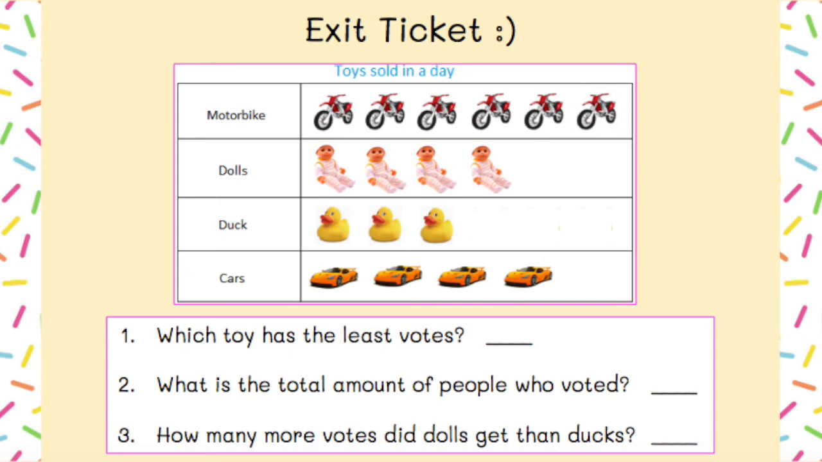Here's your exit ticket. Do it on your own paper and upload to Class Dojo. The graph on this one is toys sold in a day. From top to bottom we see motorbikes, dolls, ducks, and cars. Number 1. Which toy has the least votes? Number 2. What is the total amount of people who voted? Number 3. How many more votes did dolls get than ducks?